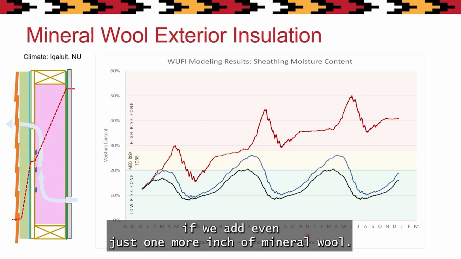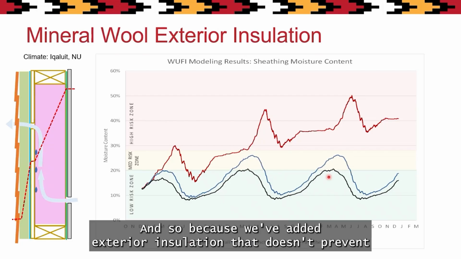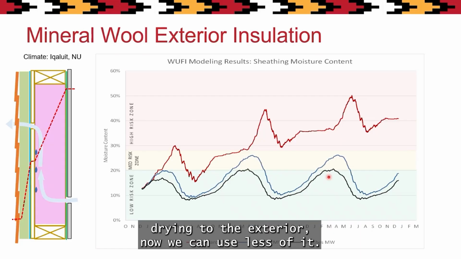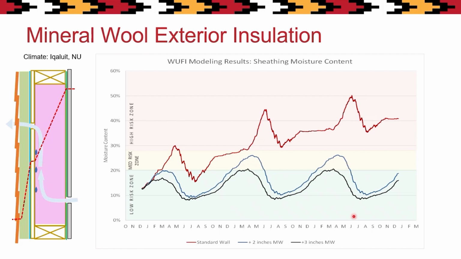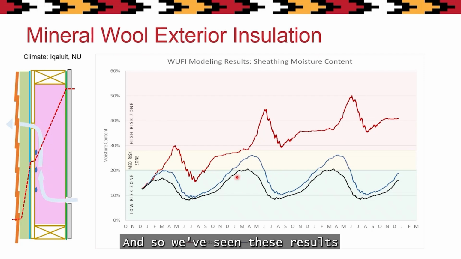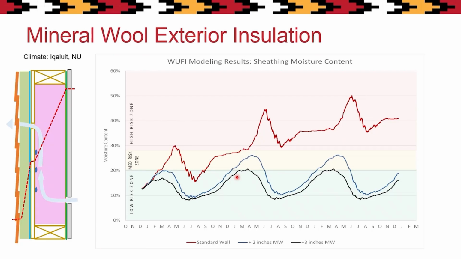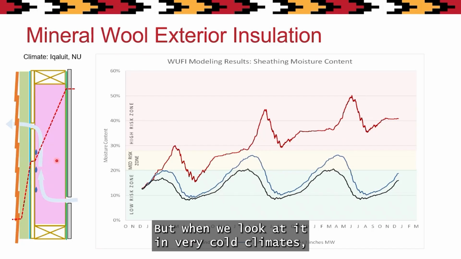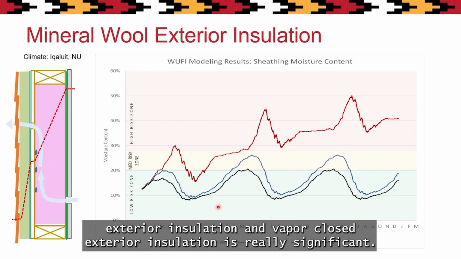If we add even just 1 more inch of mineral wool in this case, that's the black line, now our sheathing moisture content is completely within the low risk zone. And so because we've added exterior insulation that doesn't prevent drying to the exterior, now we can use less of it and still get the benefits from a moisture perspective. And so we've seen these results in southern climates, and they can be really, really small changes. But when we look at it in very cold climates, again, Arctic climates, the difference between vapor permeable exterior insulation and vapor closed exterior insulations is really significant.